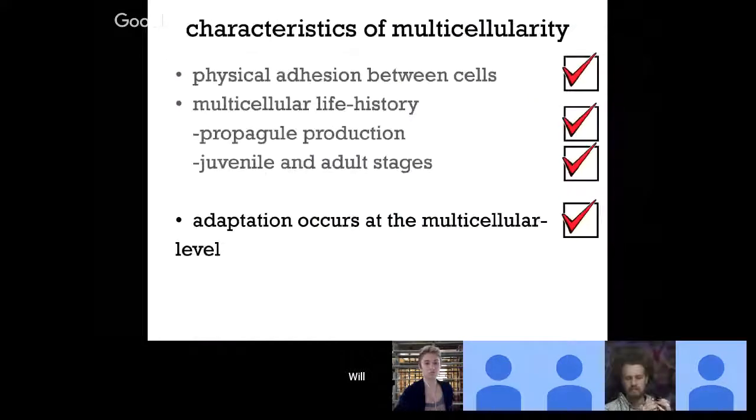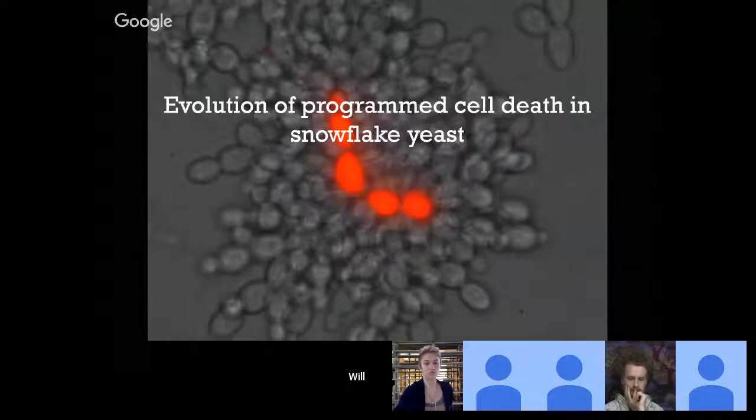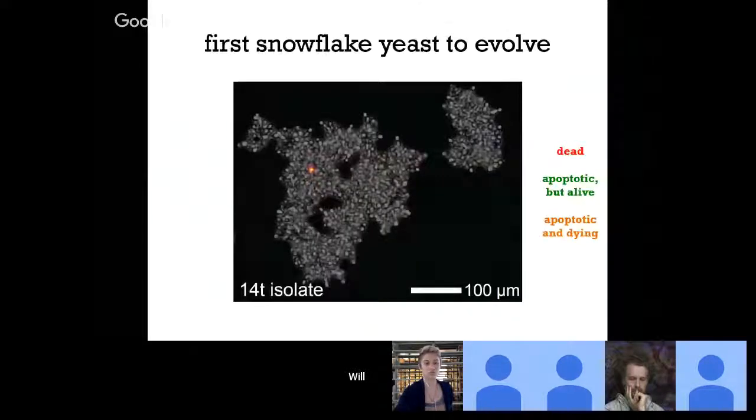So the next question is, do we see adaptation occurring at the multicellular level? Do we see cellular specialization? I'm going to briefly talk about the evolution of programmed cell death in snowflake yeast, which I think we're pretty confident now is a very simple early developmental mechanism for them. So our early snowflake yeast are basically yeast cells stuck together. You don't see a lot going on outside of occasionally a dead cell or two. This is a cluster of cells stained with a green apoptotic stain or cellular programmed cell death stain and a red viability stain, and there's just one dead cell here and there's nothing apoptosing.